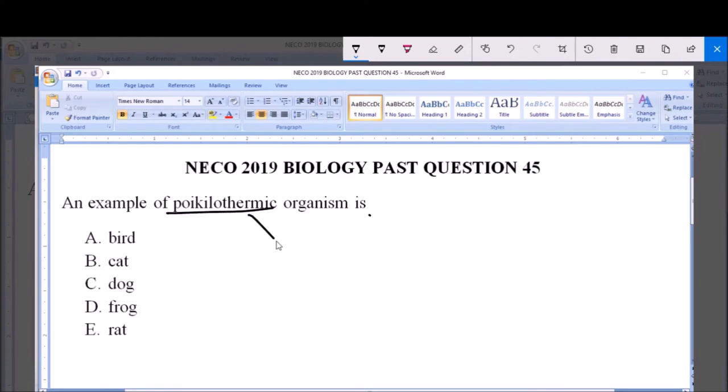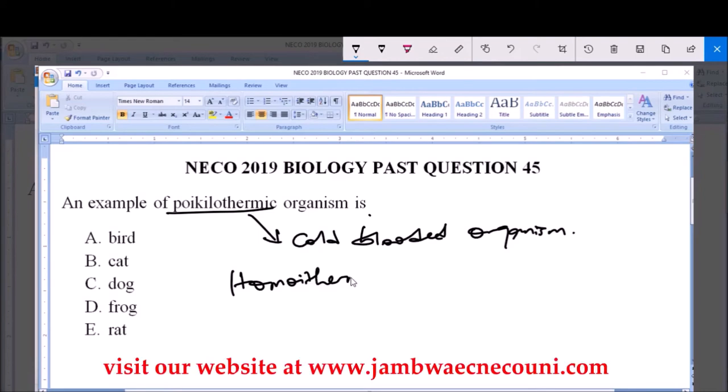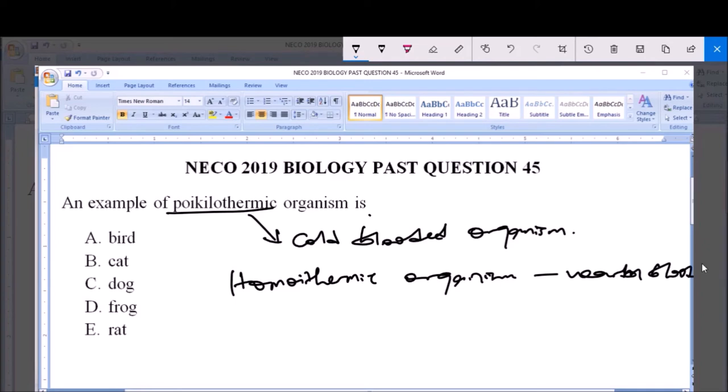Now, poikilothermic organisms are cold-blooded organisms. The opposite of poikilothermic is homeothermic organisms, which are warm-blooded. Now option A says bird. Mostly poikilothermic organisms live in aquatic habitats, while homeothermic organisms live on land, in terrestrial habitats or arboreal habitats.